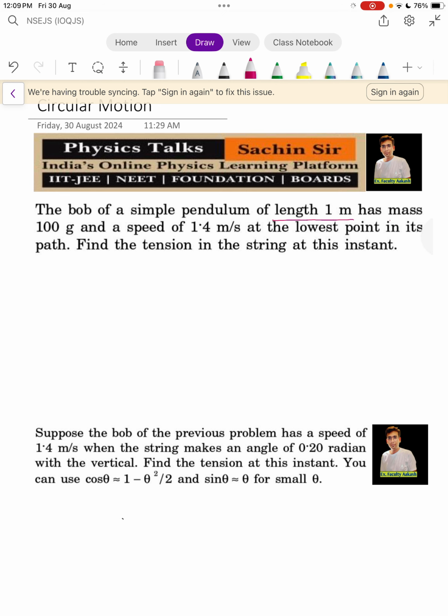The length of the simple pendulum is given, that is 1 meter, and the mass of the bob is 100 gram. The speed is 1.4 meter per second at the lowest point in its path. Find the tension in the string.